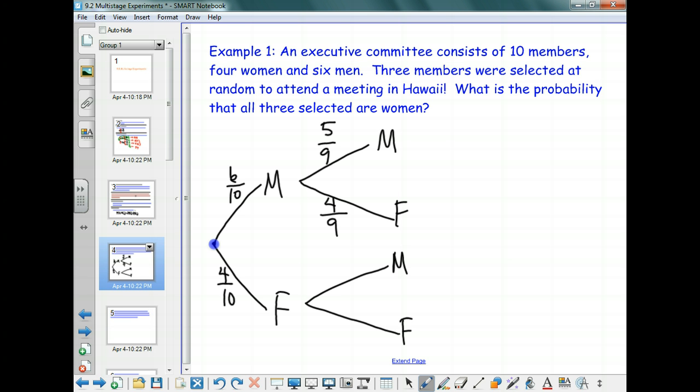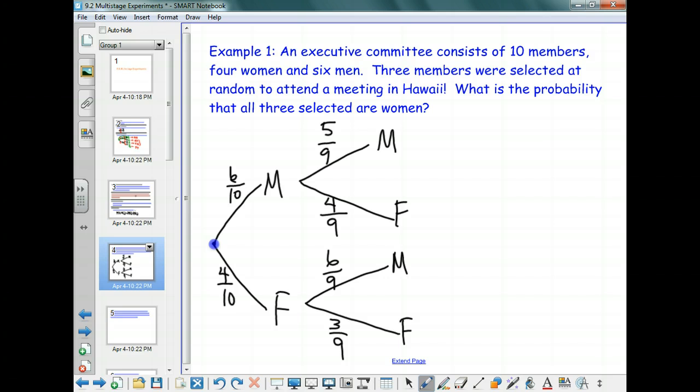But it's not going to say 5 ninths and 4 ninths on the next branches. Because the next branches hinged on the fact that I drew a woman's name first. So if a woman's name was drawn first, how many men are still in the hat? 6. How many names are still there? 9. How many women are still in the hat? 3 out of 9. Now I've selected 2 people with this diagram to go on the trip.